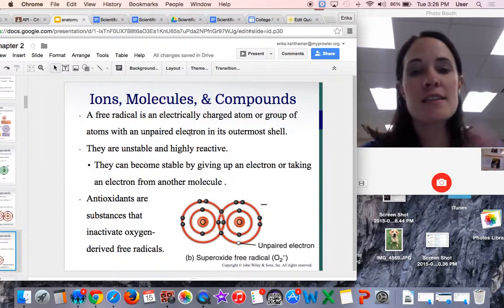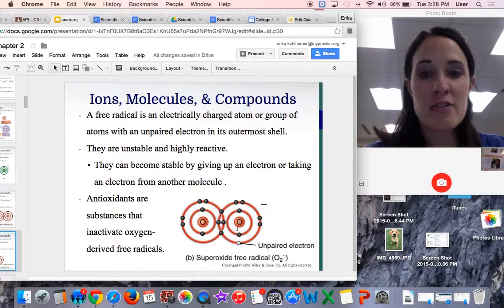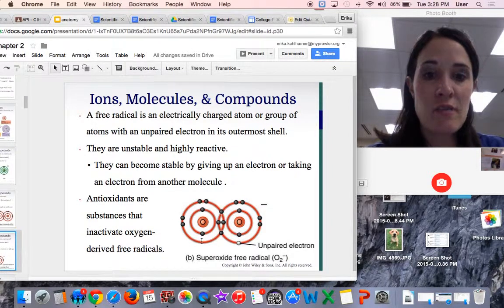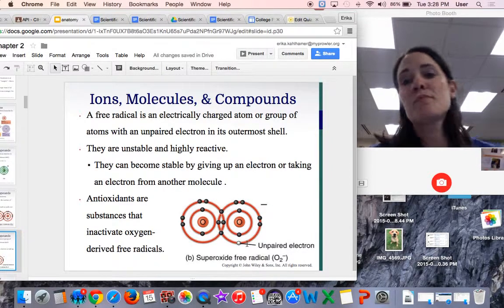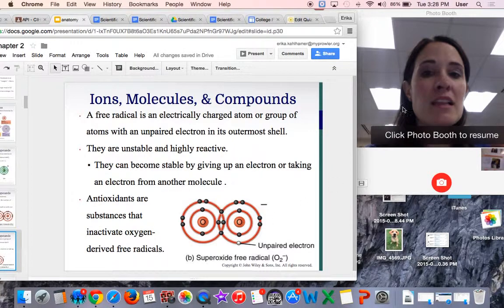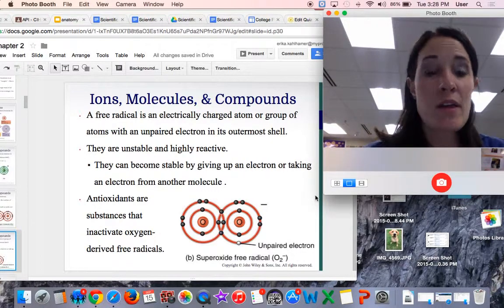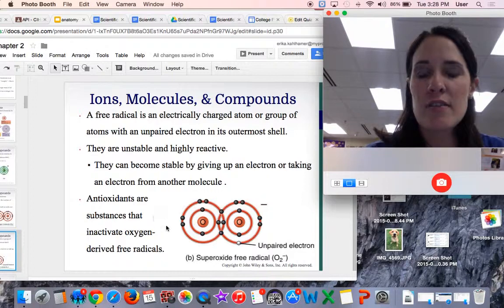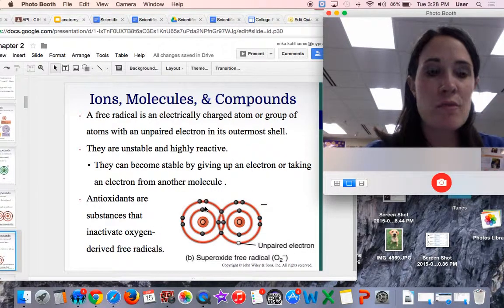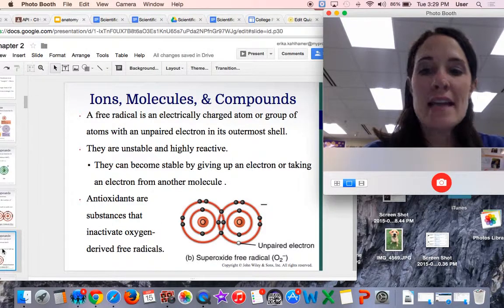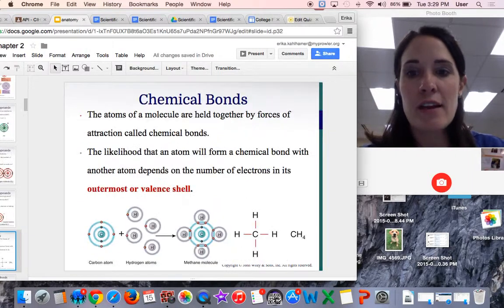A free radical is an electrically charged atom or group of atoms, like you can see here, superoxide. It's unstable or has an unpaired electron in its outer shell. Those electrons like to pair together. So because it's unpaired, it's unstable and highly reactive. The only way they can become stable is by either kicking an electron out or gaining one, and they want to do that. So they'll search and tear apart tissue, fat, as some of you discussed the other day, to do that until they're happy with their electrons matched up. Antioxidants inactivate those free radicals.